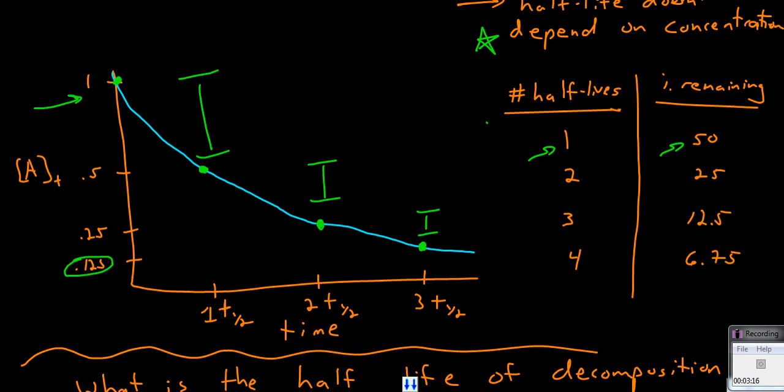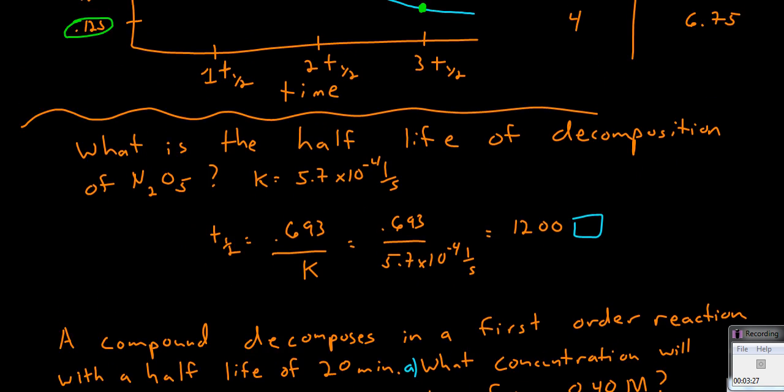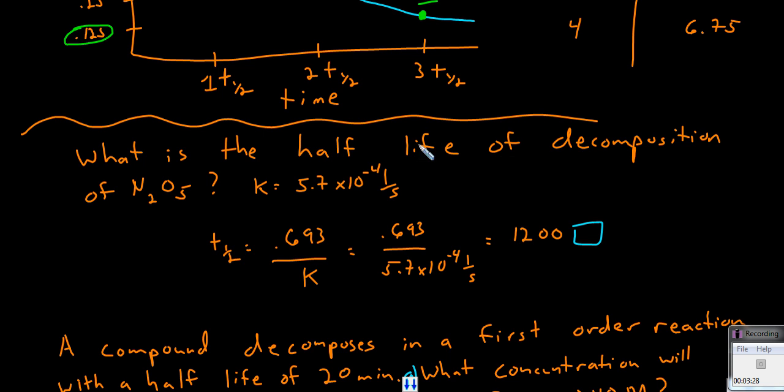Okay, so we can use these concepts to solve some problems, like: what is the half-life of the decomposition of N2O5 if its rate constant is 5.7 times 10 to the negative 4 reciprocal seconds? Well, half-life is equal to 0.693 over k, so plug in for k. And we get 1200. What unit? Is our half-life in seconds or minutes? Well, our rate constant is in reciprocal seconds, so we'll be left with seconds here. And so that would be 20 minutes. So the half-life is 20 minutes for this decomposition.